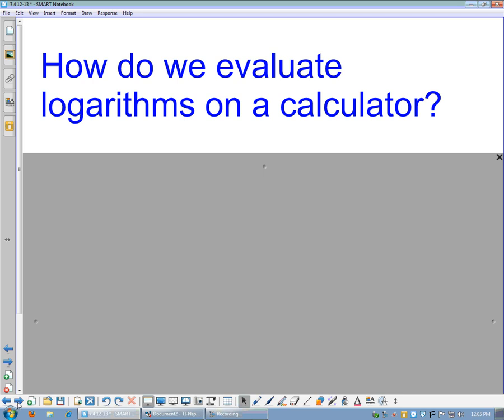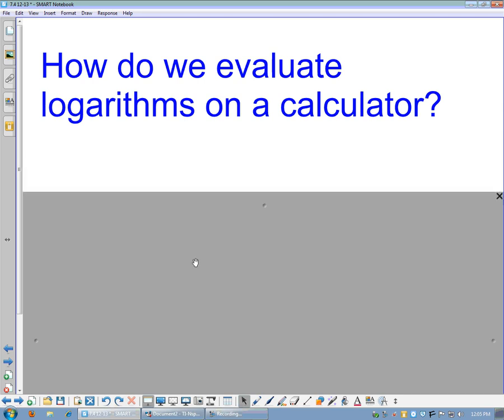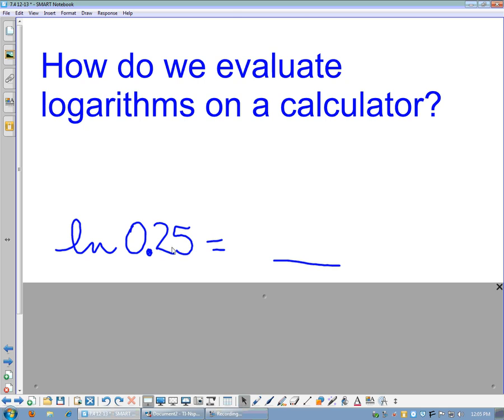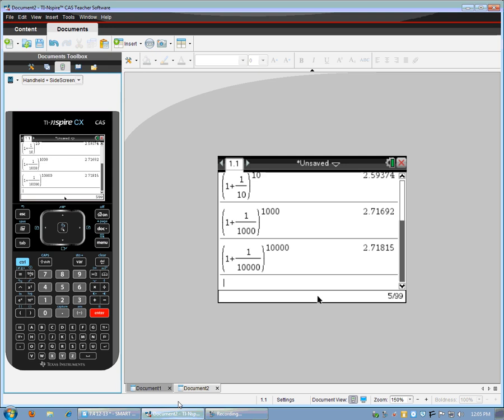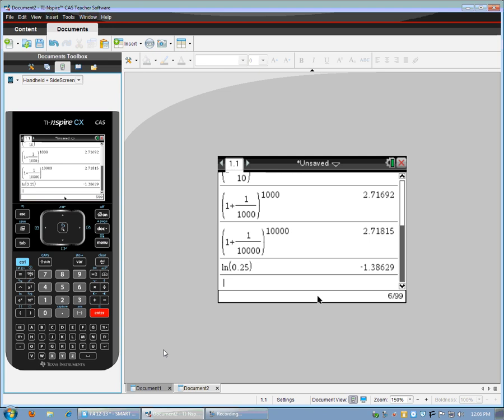Okay, next up is how do we do logarithms on the calculator? Let's take a look at a few examples. Let's say we wanted to do ln of 0.25 on our calculator. So let's bring up the calculator. We have an ln button right here above the e to the x. So you need to do second e to the x, and it pulls up ln, and we want 0.25. And that is going to be equal to approximately negative 1.39.